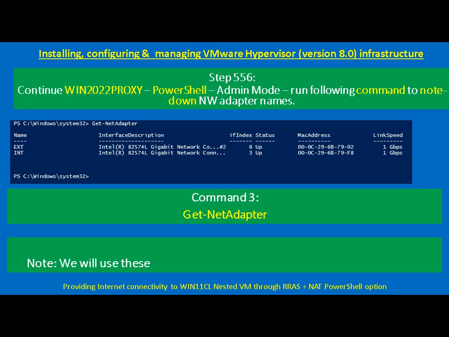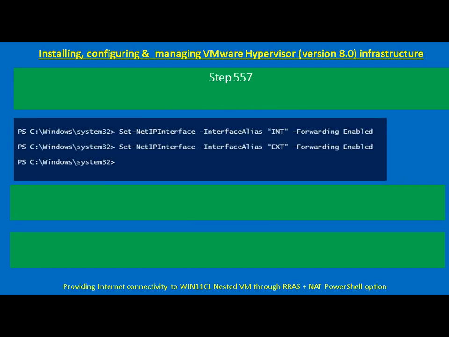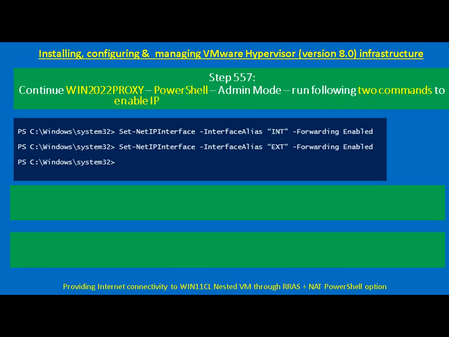Before that, there is a note. We will use these network adapter names in later PowerShell commands, as I told you earlier. So the next step is we need to continue in the Windows 2022 proxy PowerShell admin mode. We need to run two commands to enable IP forwarding on both network interfaces. So what are those commands?